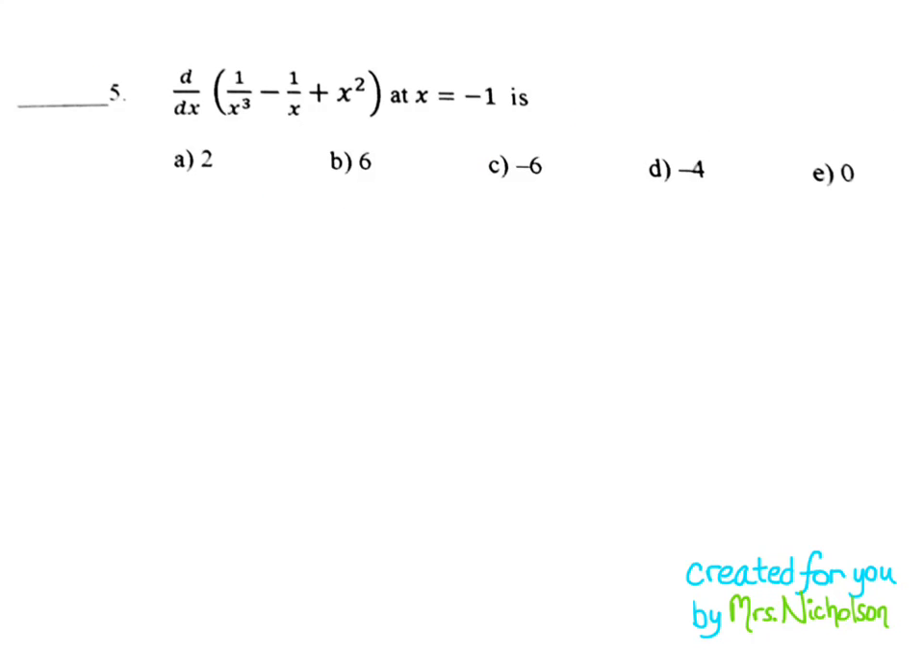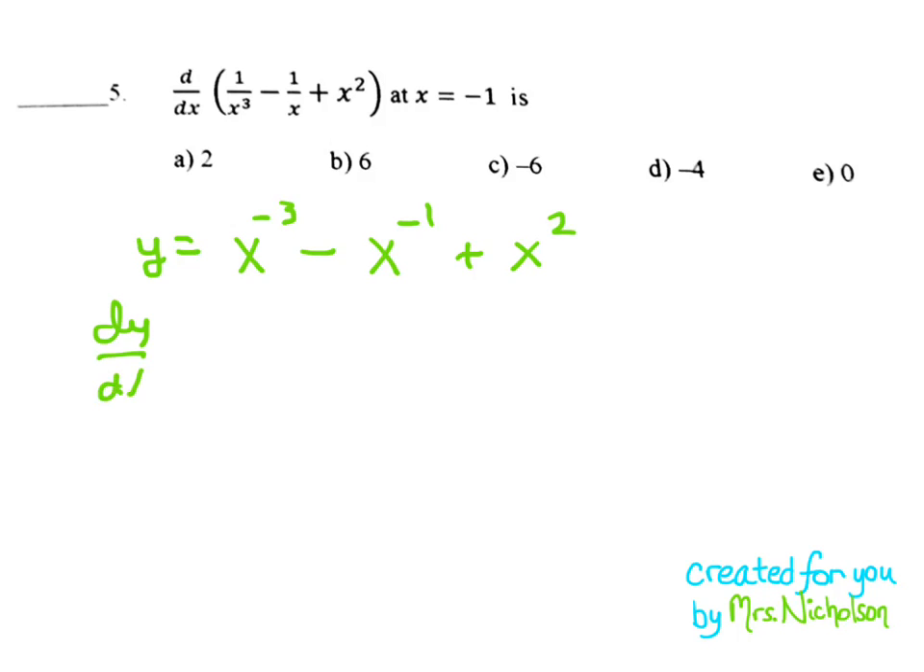All right, question number 5. Ask us to find the derivative of 1 over x cubed minus 1 over x plus x squared at x equals negative 1. All right, so here I see some rational expressions for my variables in the denominator, and I need to rewrite that before I can find the derivative. So 1 over x cubed, I can rewrite as x to the negative 3, minus 1 over x is x to the negative 1, and then x squared does not need to be rewritten.